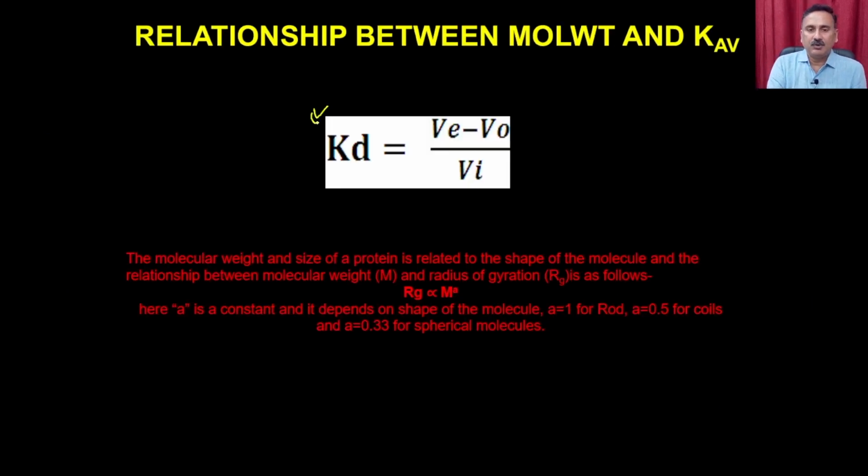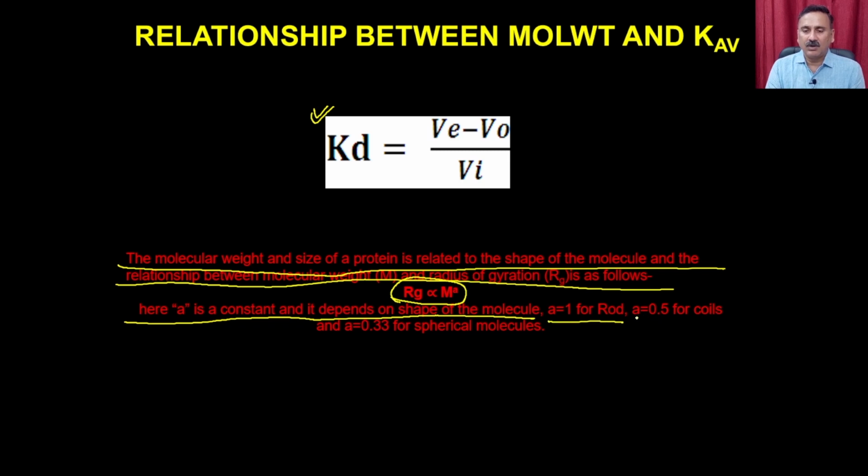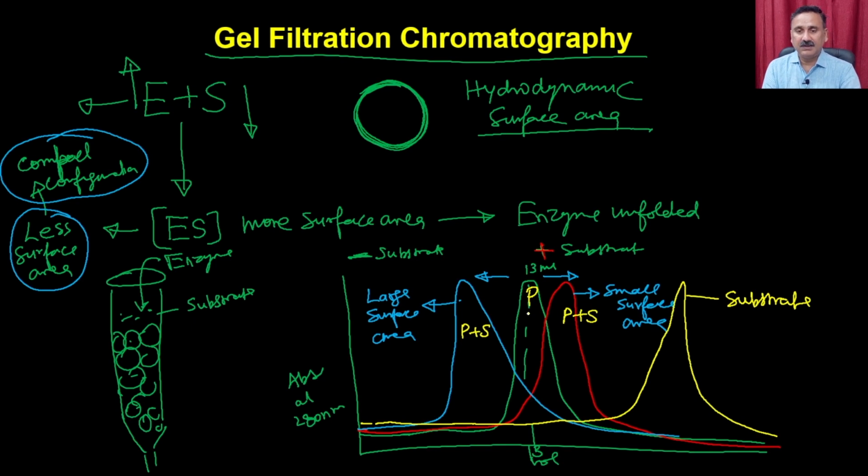And by this you can calculate the surface area, because the distribution coefficient has a relationship between the elution volume and the void volume. The molecular size of a protein is related to the shape of the molecule, and the relationship between the molecular weight and the radius of gyration is that Rg is M to the power a, where a is a constant that depends on the shape of the molecule. So a is 1 for a rod, 0.5 for a coil, and 0.33 for spherical molecules. When you do this experiment, you have to do a parallel experiment to determine the molecular size.